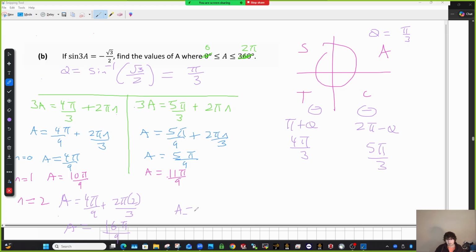And then the other fellow over here, I'll just do it quickly. If you put a 2 in there for n, and you go 2 pi times 2 over 3 and add on your 5 pi over 9, you'll get 17 pi over 9. You see it's just below 18 pi over 9, which is 2 pi. And that's our last solution there. If you put n equals 3 in there, your solution will go above 2 pi. And so that's not one of your answers.